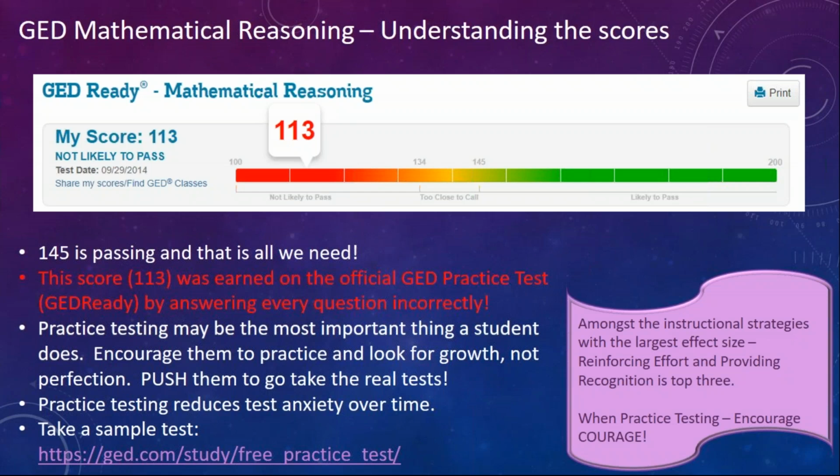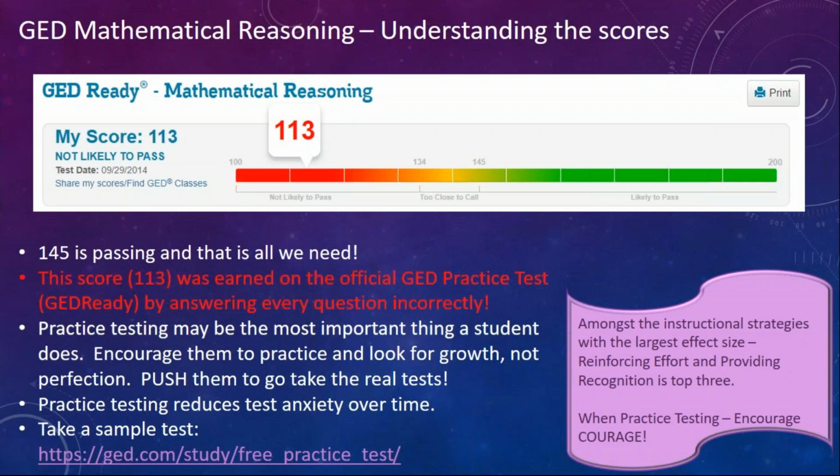They put these scale scores in so that you can't really figure it out, but I can tell you based upon the data I've seen in the classroom and looking at students that have gone to take the test and passed it, I think that if a student is able to score 40 to 50% on a practice test, then that's about right. They're probably going to pass the GED test.